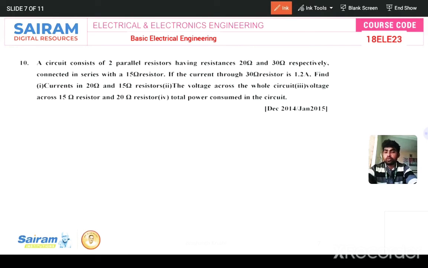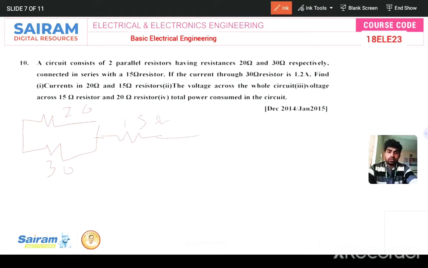Circuit consisting of two parallel resistors. So two parallel resistors in the sense like this, two parallel resistors will be there, having resistance of 20 ohm. This one I'll take 20 and this one I'll take 30 ohm. And this is connected in series with a 15 ohm resistor, right?